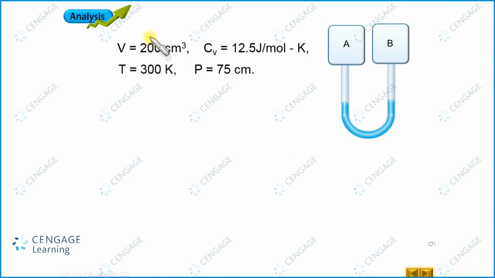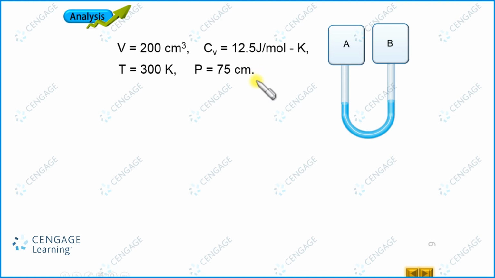We know the volume should be in meter cube, so 200 into 10 to the power minus 6 meter cube. The pressure is given in centimeter, so we need to convert it into pascals. We should use the formula h rho g, where h equals 0.75 meter, rho is 13.6 into 10 to the power 3, and g value we generally use is 10.